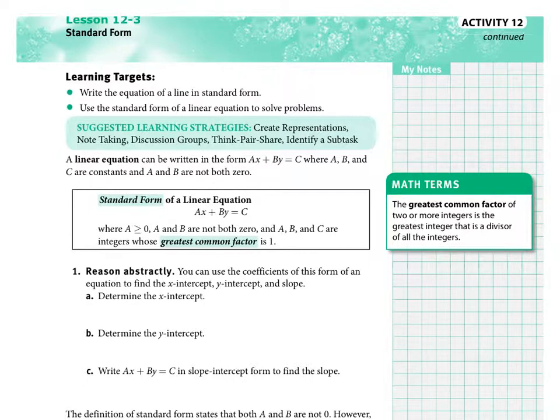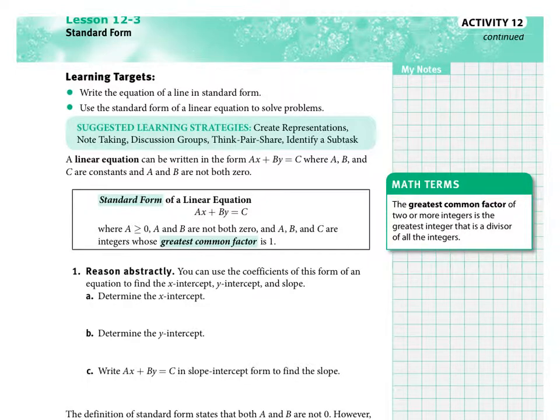So here's standard form. It's pretty simple. It looks like this right here. You have some number A times X. A, B, and C are all numbers, and then you have X's and Y's there. Where A is greater than 0, A and B, you can't have A and B both be 0. One of them could be 0, but you can't have both of them being 0. And C, they're all numbers.